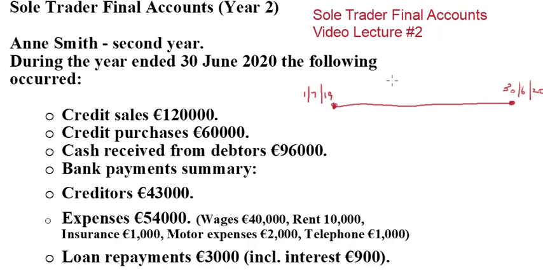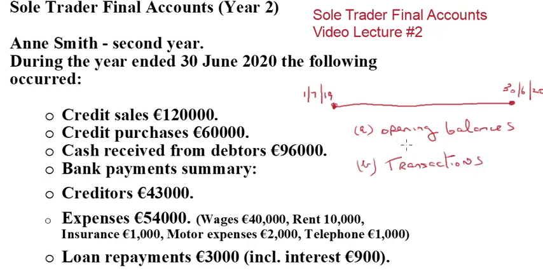So this is the second year in business, and as always, we're given 2 sets of information in order for us to do these final accounts, these financial statements for year 2. The first bit of information we need is about the opening balances. And the second piece of information is about the transactions that have occurred during the year. What transactions occurred during the year?